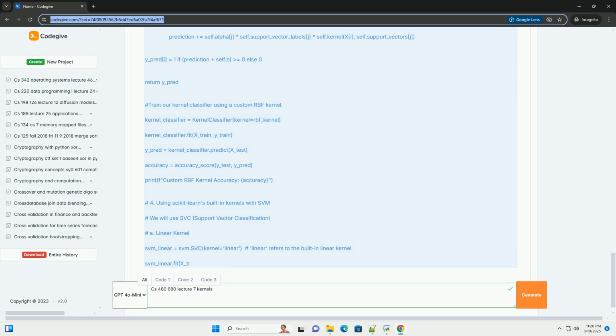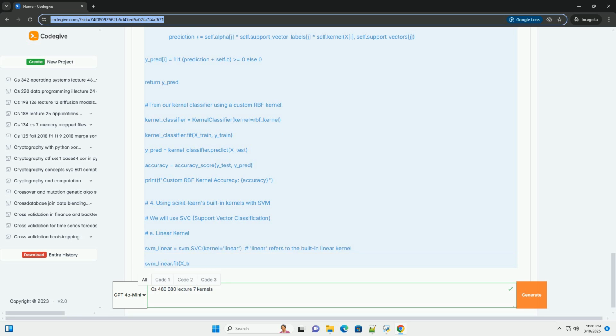k(x, y) = tanh(alpha * x · y + c). Alpha and c are hyperparameters. Resembles a neural network activation function. Sometimes used as a proxy for a neural network with a single hidden layer. Pros: can model some nonlinear relationships. Cons: can be unstable and not a true kernel, doesn't always satisfy Mercer's theorem.